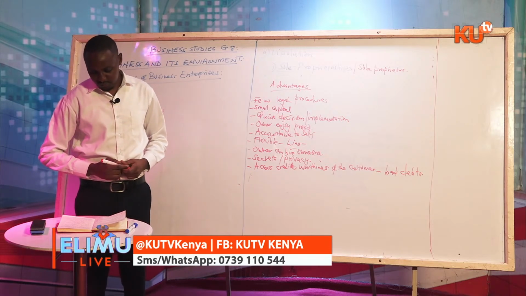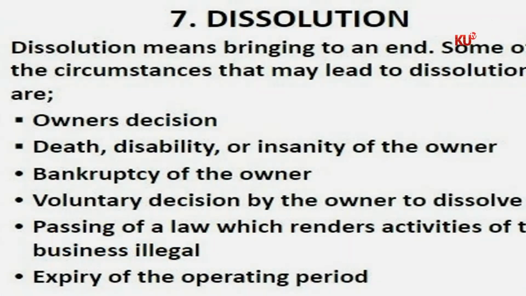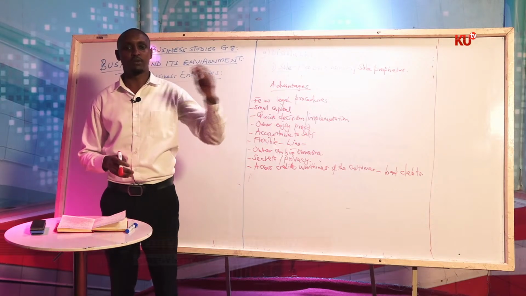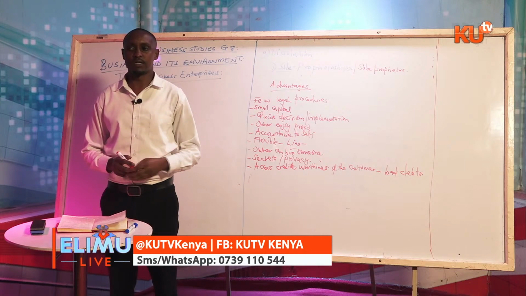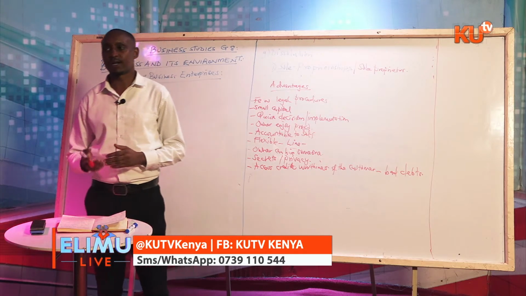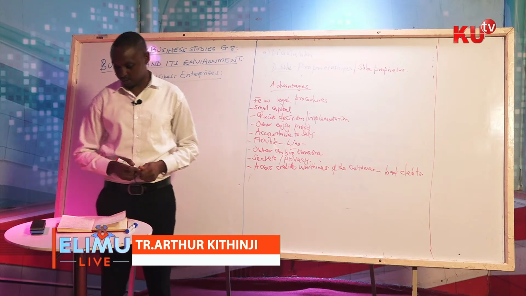Then number three is bankruptcy of the owner. When we talk about bankruptcy, it means that the owner does not have the financial muscle, does not have the financial energy to be able to run the business. Businesses require money each and every moment, each and every day. You need to go pick goods, you need to go pay for electricity, you need to do ABCD. So if the person finds that they are bankrupt and they don't have money to run the business, then they can close the business or bring it to an end.